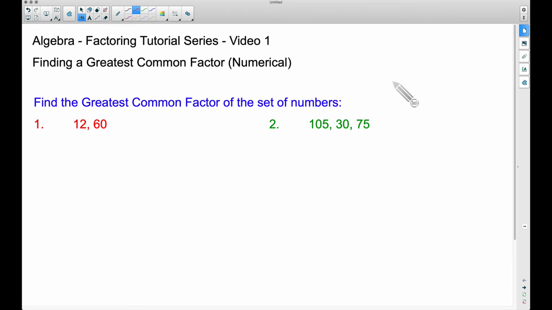Alright, in this video, factoring tutorial series video number 1, we're going to find a greatest common factor, also referred to as the GCF. Before we dive into algebraic approaches, I want to make sure we understand how to find a greatest common factor for a set of just numbers. No variables, no other expressions, just numbers. For the first problem, we want to find the greatest common factor of 12 and 60.